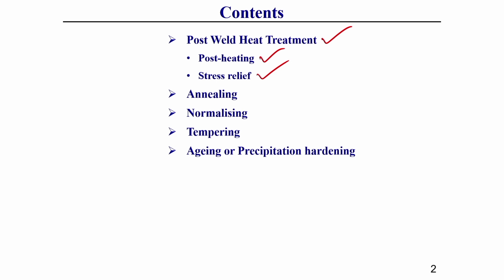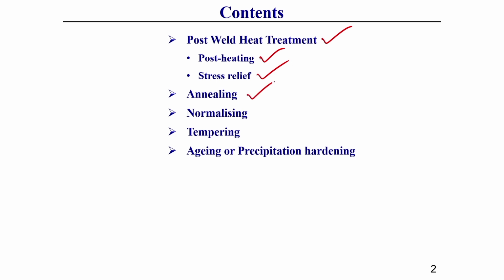welded specimens, or you can say in case of welding these types of heat treatment also have a lot of application. That is why we need to know about some other heat treatment processes like annealing, normalizing, tempering, then aging, or precipitation hardening process. So, these I will discuss in detail in today's lecture.